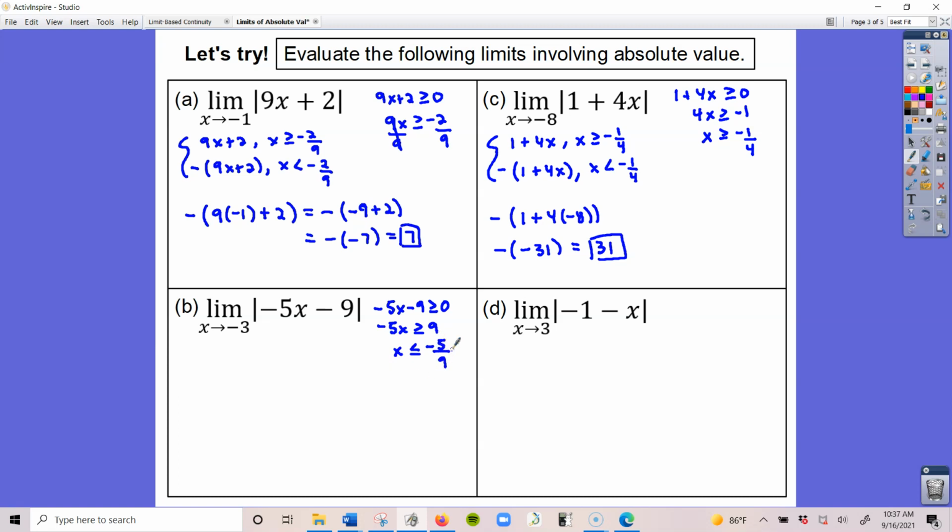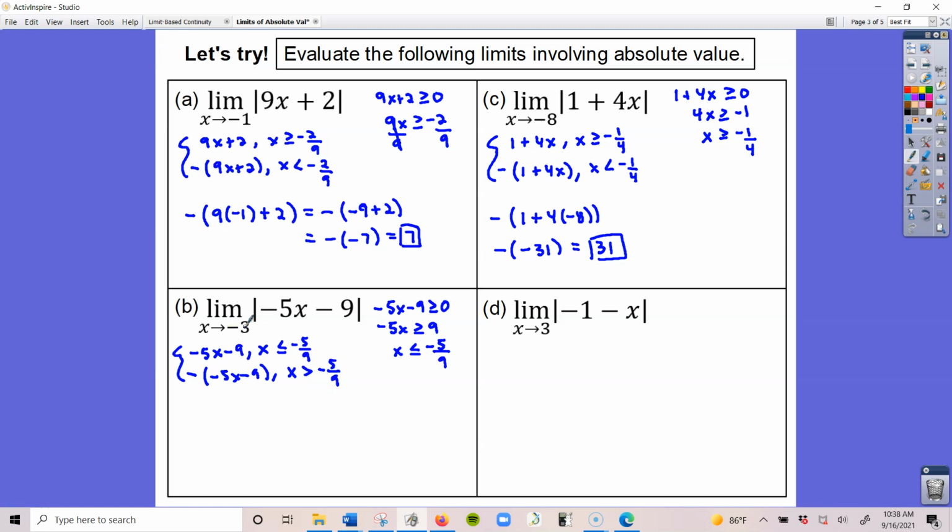So this is for the positive version of my inequality, or rather, it's for the left side, but we still follow the same steps when writing our pieces. For the first piece, we take whatever is inside of the absolute value and copy the inequality we solved for. So -5x minus 9 for x less than or equal to -5/9. And then the other piece is the opposite, and we switch the inequality symbol, so this will now be x greater than -5/9.